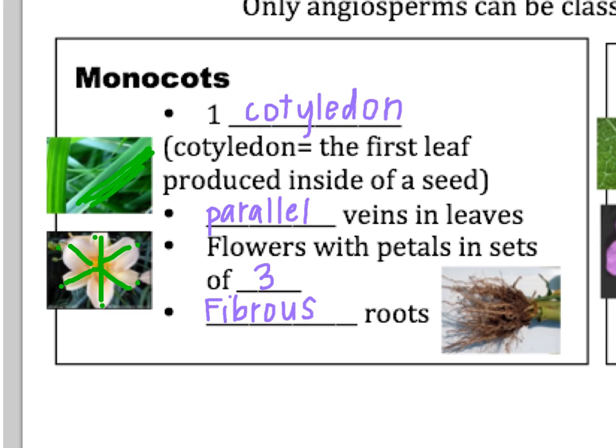And then you have fibrous roots, and fibrous roots are like in the picture here. You can see that there's all these little hairs coming down from the roots. There's really no one distinct root, it's just a whole bunch of them kind of together. So we call that fibrous.